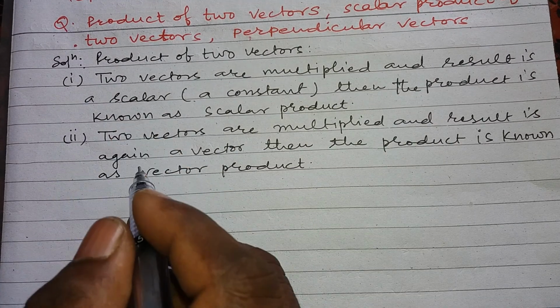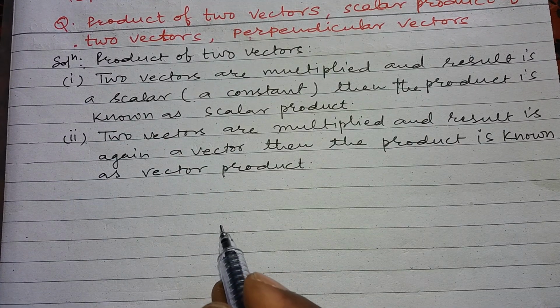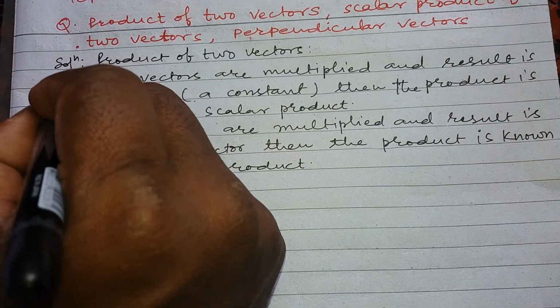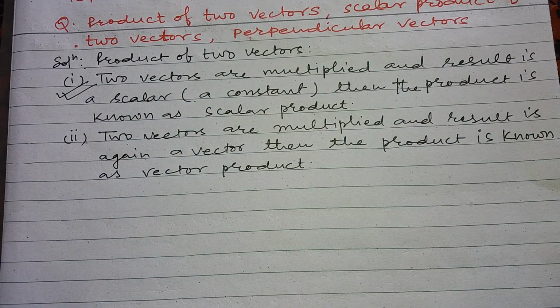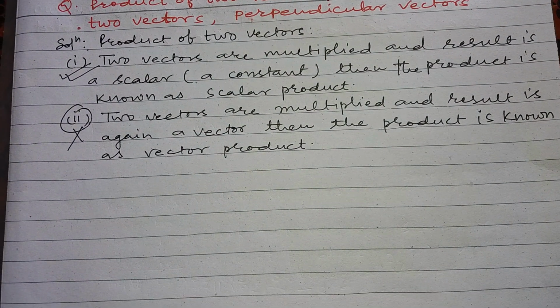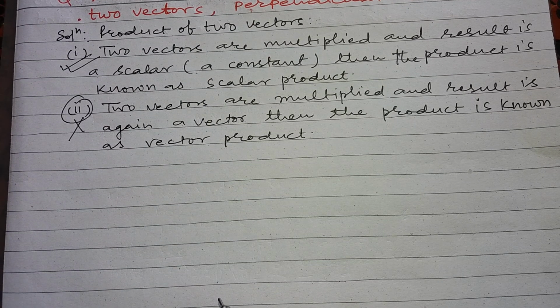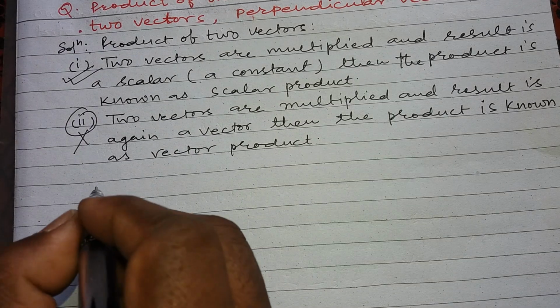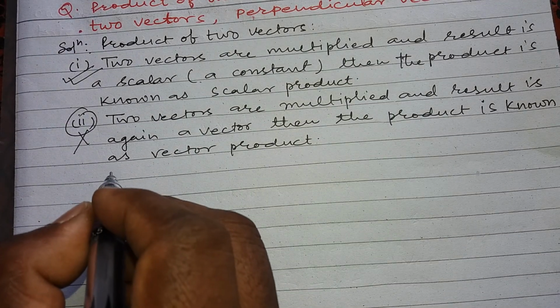Student, these two are the product of two vectors. Among them, the first one we need for the class 10 students and the second one we don't need in class 10. So let's see how we'll get the scalar quantity, which is also known as scalar product of two vectors. Then see here, scalar product of two vectors.